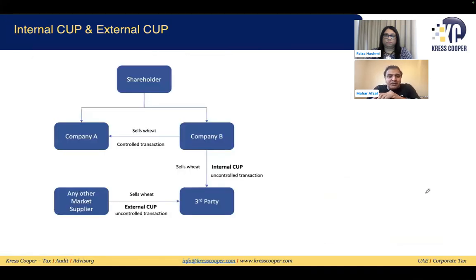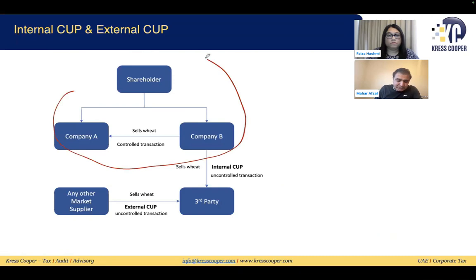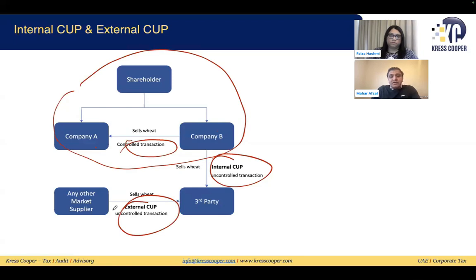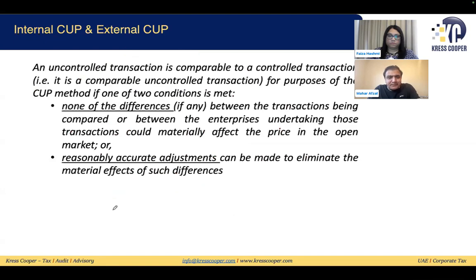This is a shareholder. This shareholder has company A and company B. As already defined in the previous slides, since the shareholder is the same for company A and company B, these are related parties. Whatever price A is charging to B is called my controlled transaction. Whatever price B is charging to a third party is called an uncontrolled transaction. This is called internal CUP. Whatever price any other market supplier is charging when supplying the same goods and services to the third party is called external CUP. So this is the example of what is external CUP and what is internal comparable uncontrolled price.